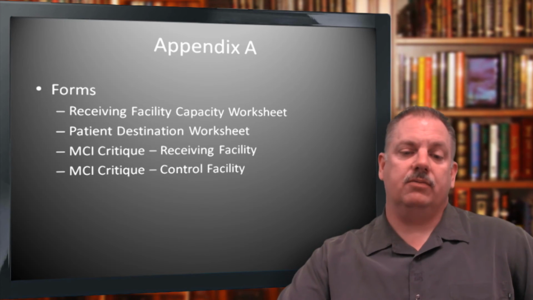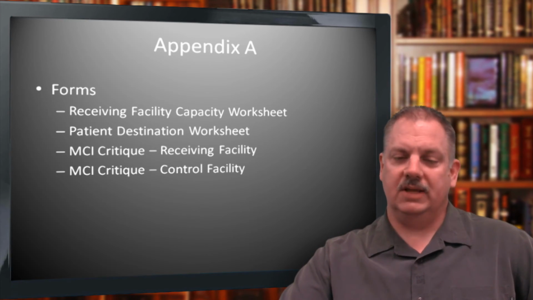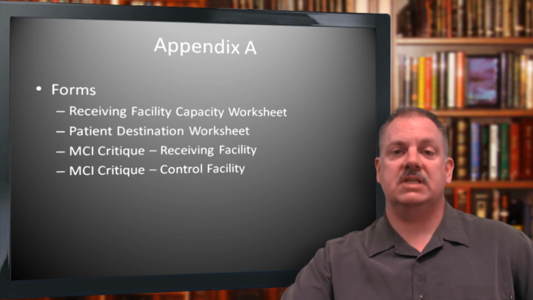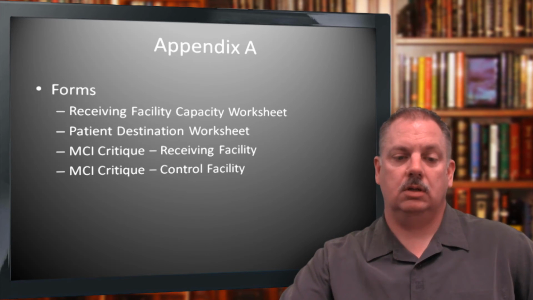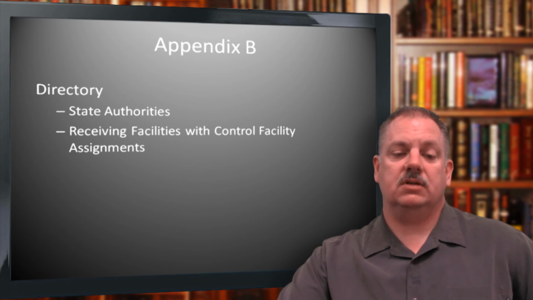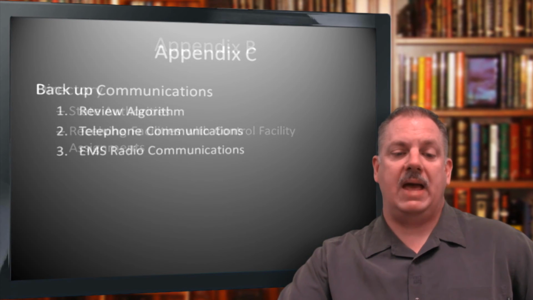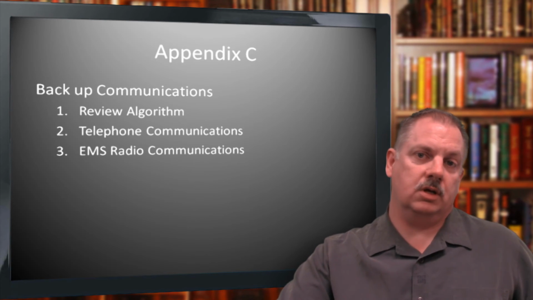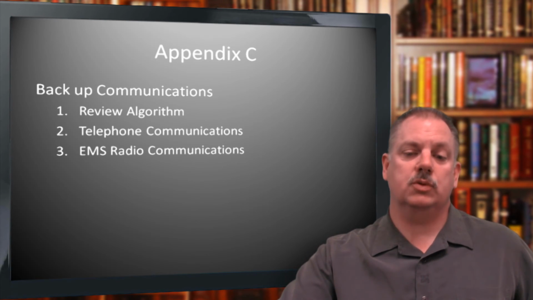Also in Appendix A, the receiving facility capacity worksheets, patient destination worksheets, and then the MCI critique forms for both receiving and control facilities. The directory for state authorities and receiving facilities, control facility assignments, backup communications, review the algorithm. What are you going to do and who are you going to notify if communications do go down?